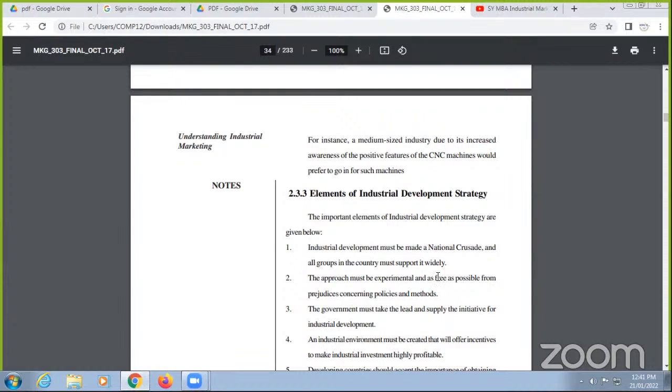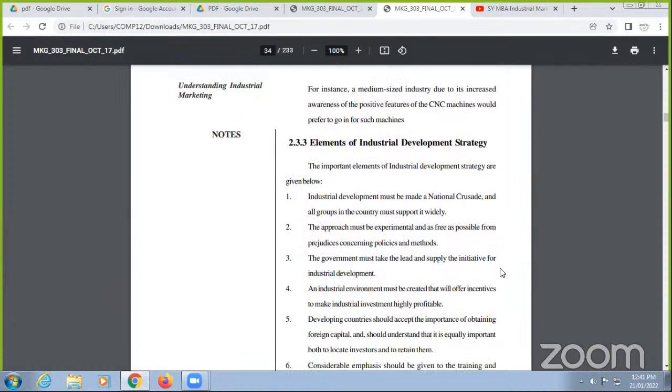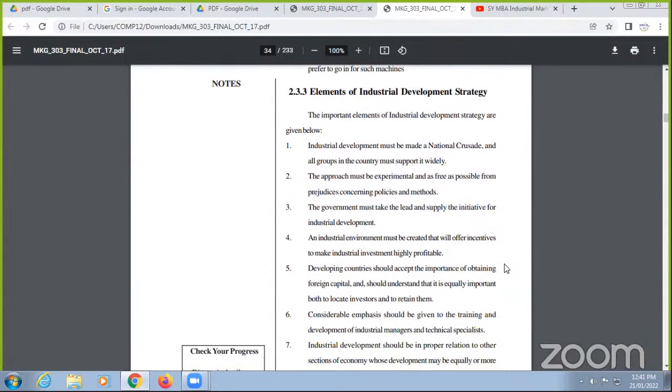Second, the approach must be experimental and as free as possible from prejudices, considering policy and methods. Third, the government must take the lead and supply the initiative for industrial development. An industrial environment must be created that will offer incentives to make industrial investment highly profitable.